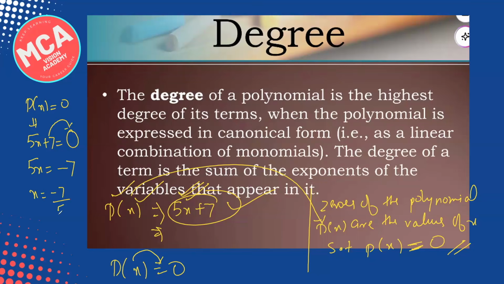Minus 7 by 5. So after putting x equals to minus 7 by 5, you will be getting the value as 0. You can check it out. 5 into minus 7 by 5 plus 7. 5 gets cancelled. Minus 7 plus 7. Answer is 0. I hope this is clear to everyone. Come on. If this is clear, just say clear in the chat box.